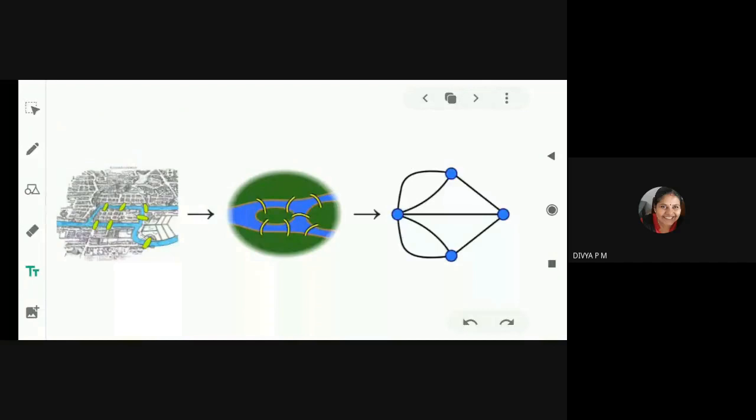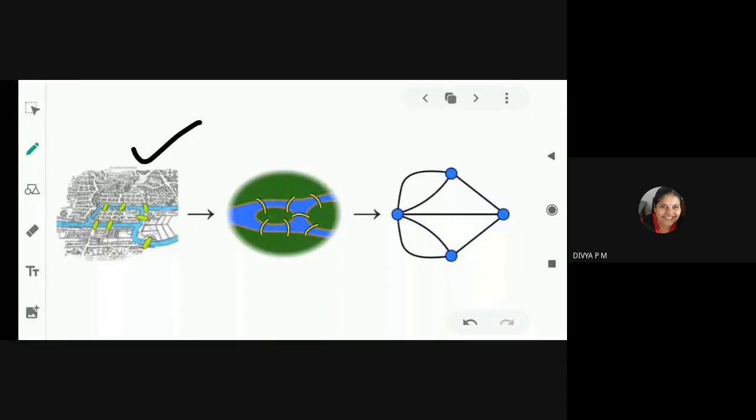Okay, graph theory was originally introduced in a paper by Leonhard Euler describing a problem known as the Konigsberg bridge problem. This is the figure corresponding to that problem. There are 7 bridges under which a river is flowing. Prussia, or now in Russia, that's the place.